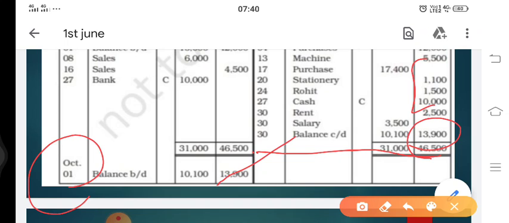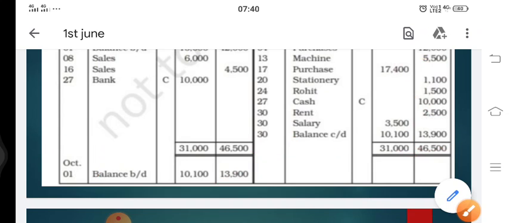So on 1st October, balance brought down will be cash 10,100 and bank 13,900. With this we have completed this question of ours.